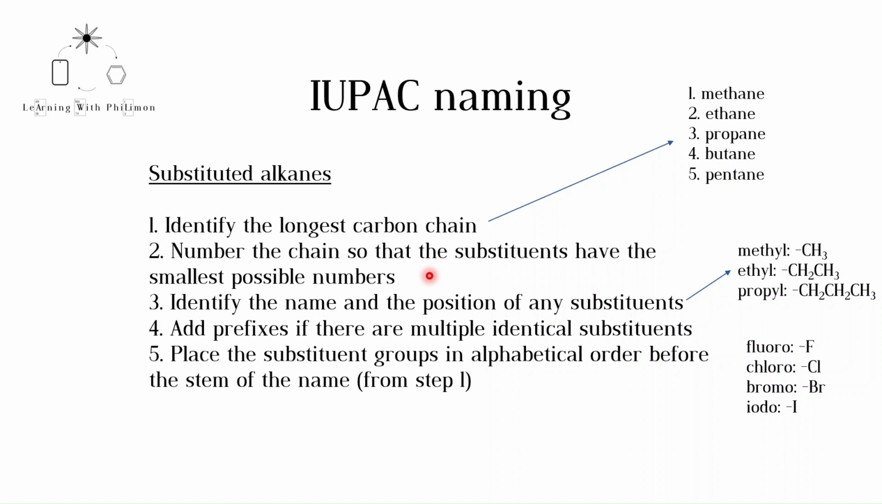The fourth step is to add prefixes if there are multiple identical substituents. Here we see the first three prefixes. For example, if you have 3 fluorine atoms in an organic compound, trifluoro will be part of the name. Finally, place the substituents in alphabetical order before the stem of the name.